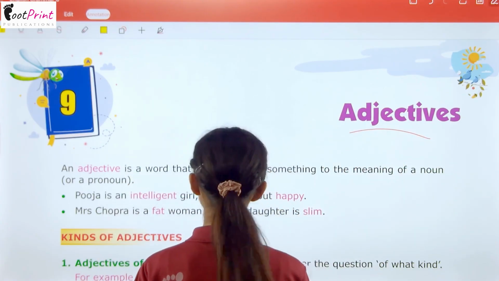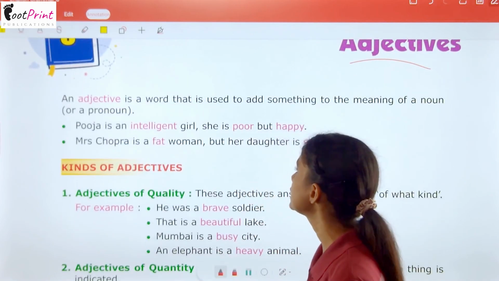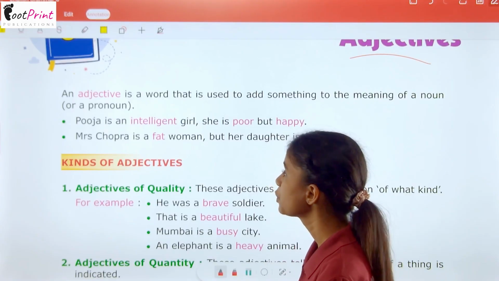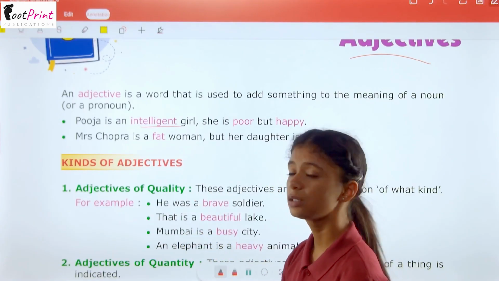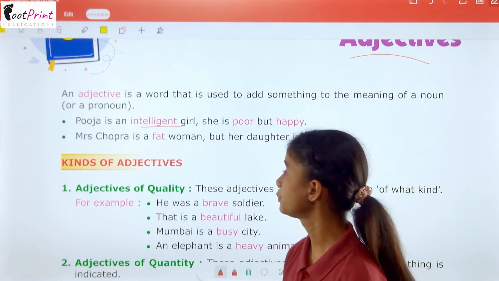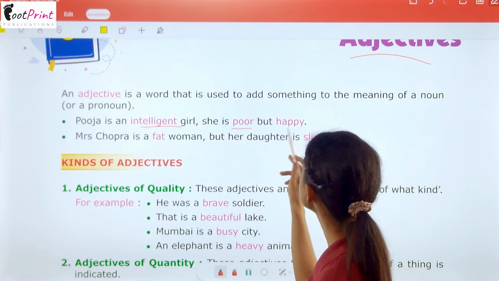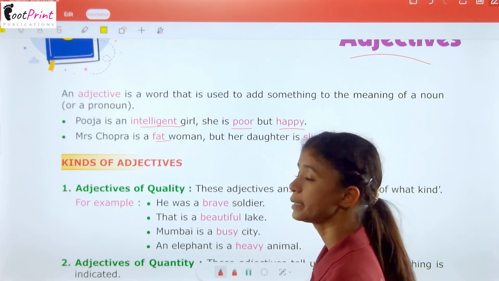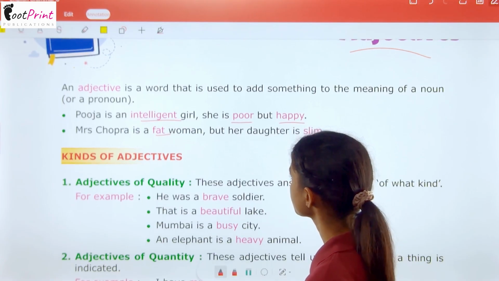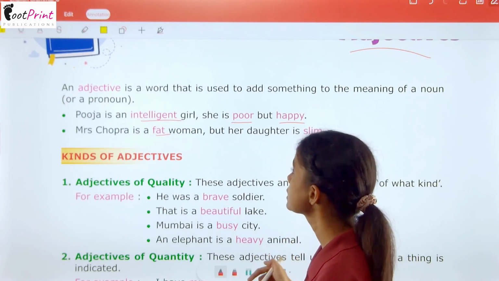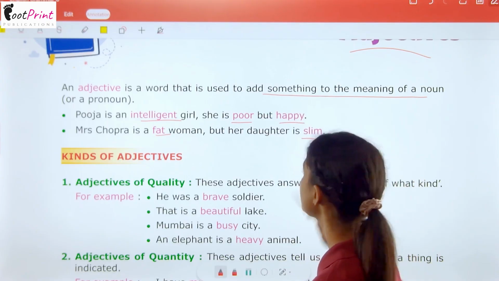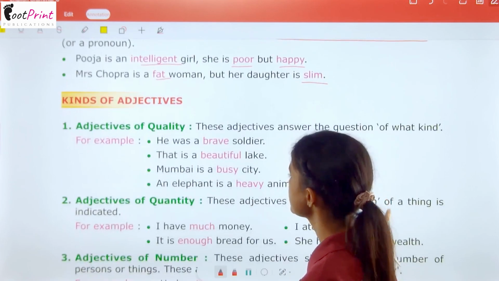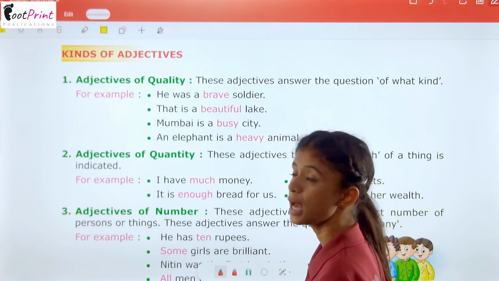So, let's get started. As we already know, an adjective is a word that is used to describe a noun or a pronoun. For example, Pooja is an intelligent girl. So, we are describing Pooja here with the word intelligent. She is poor but happy. Mrs. Chopra is a fat woman, but her daughter is slim. So, what an adjective actually is? It is a word that is used to add something to the meaning of a noun. Now, let's see how many kinds of adjectives we have here.